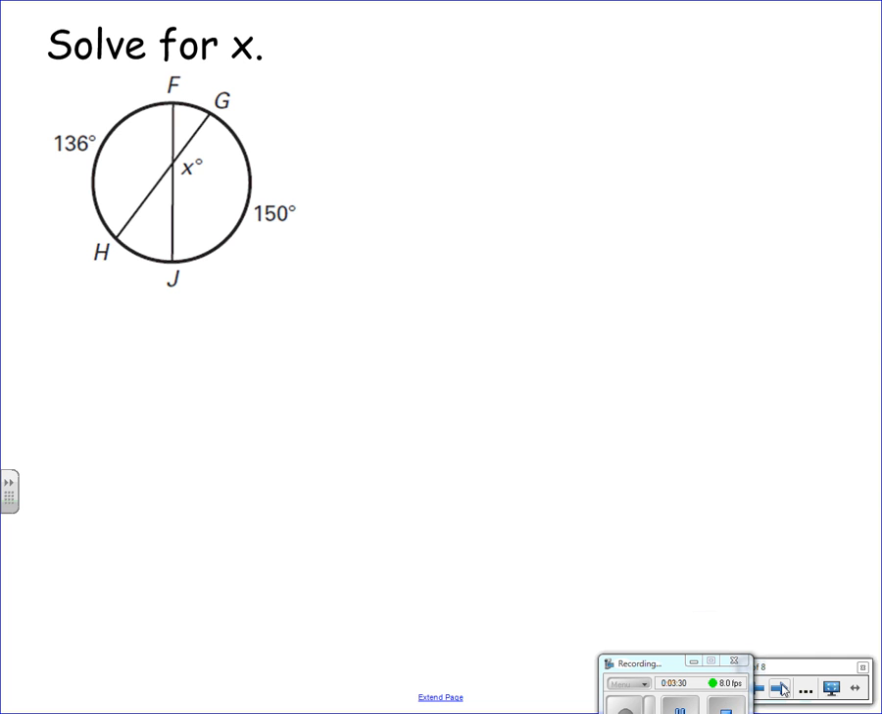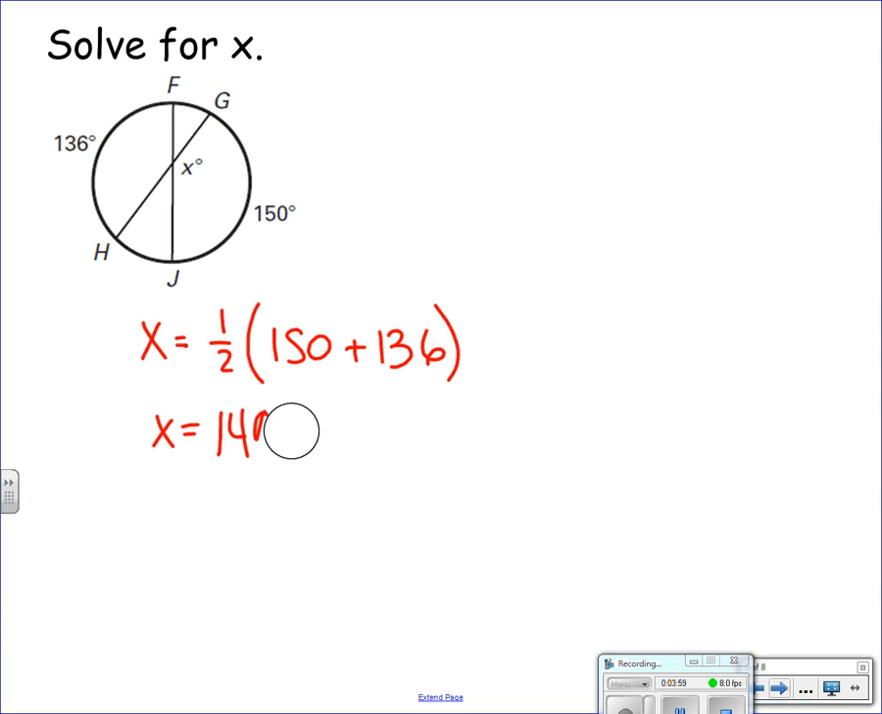Okay, solve for x. Now you have to think, what do we have here? We have two chords. It's on the inside, so it's going to be plus. So x is 1/2 their sum, 150 plus 136. That ends up being 143. Again, when we had two chords, we were inside, so we added.